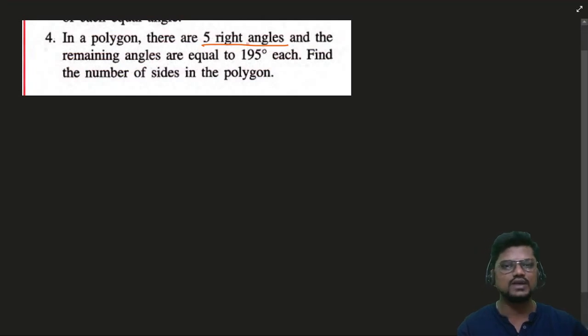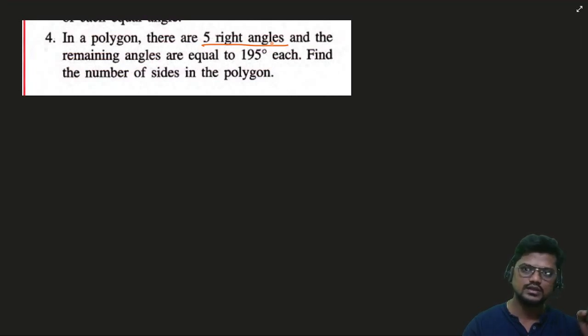Now, let us solve. There are 5 right angles and the remaining angles are equal to 195 degrees each. Find the number of sides in the polygon. We don't know the total number of sides, but we know that 5 of the angles are 90 degrees.